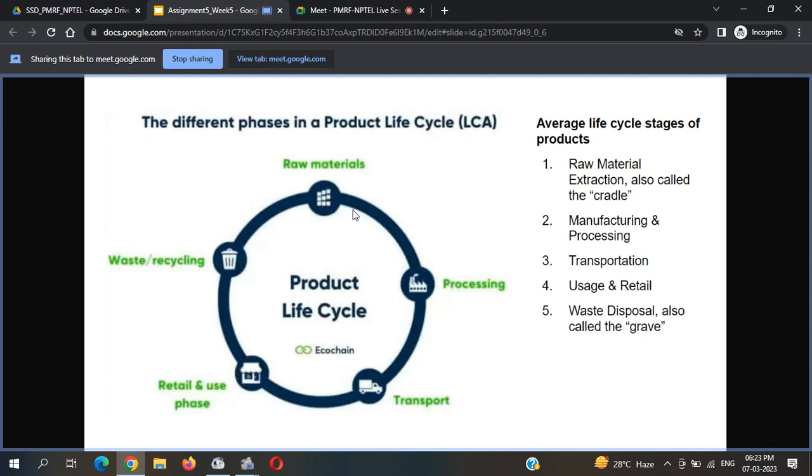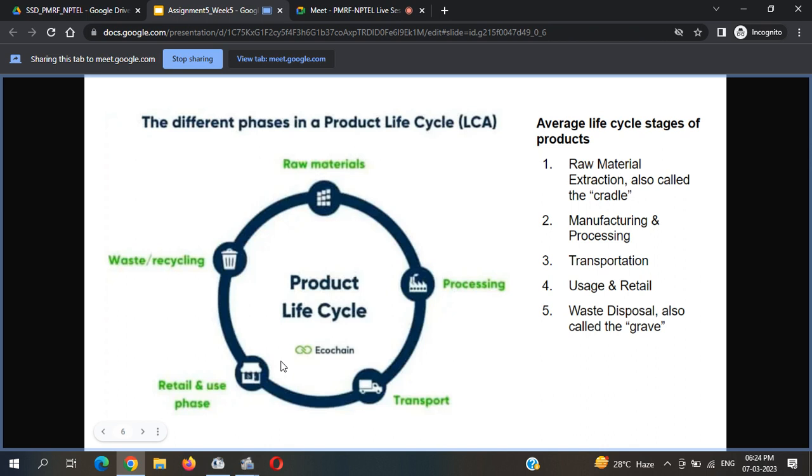Then we have gotten the raw materials, we have extracted them, then we move on to processing the material. So we are processing the raw material, then we are using the output from that processing for manufacturing some product out of it. So all of that processing and manufacturing is the next stage. Then comes transporting or distributing the product to the end user. That is the next stage of the product life cycle. So after we have distributed the product, it ends up in the end user's hand, or in the retail where it is sold to the end user.